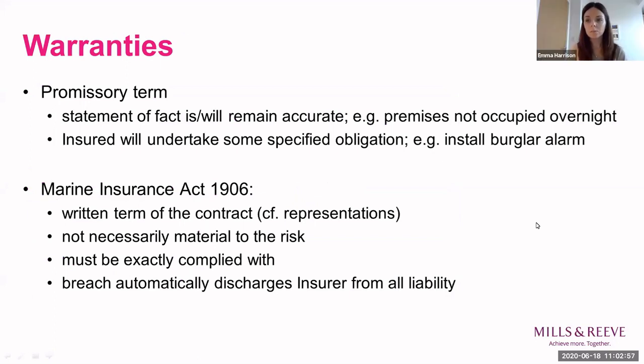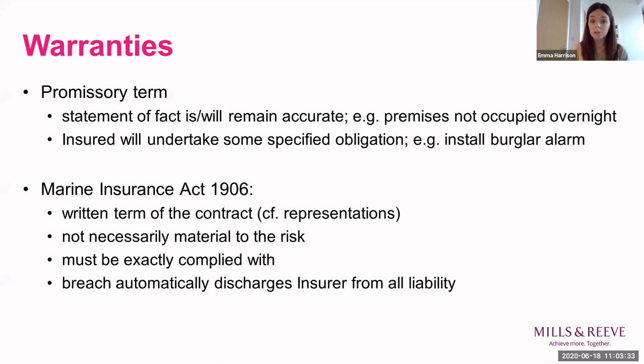Okay, so warranties. First of all, what is a warranty? In simple terms, it's a promise by a policyholder that a statement of fact is and will remain accurate, or that they'll undertake some specified obligation. They're much more common in certain types of policies. For example, buildings insurance policies will often contain various warranties relating to security and fire safety, and usually an obligation to keep the property in a good state of repair. They're less common in other areas, including most PI policies, FI and D&O policies, but they do still come up.